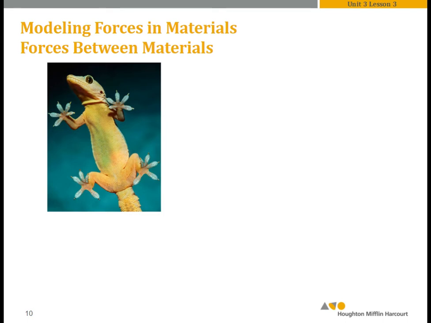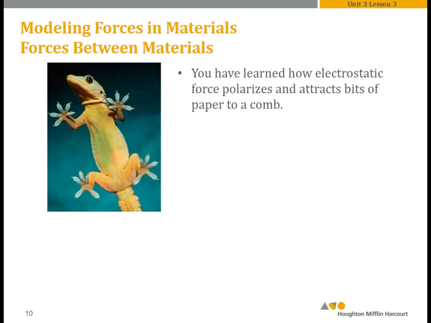In this image, we see a gecko climbing up glass. How can an animal that's not super heavy, but does have some weight to it, cling to a smooth or seemingly smooth surface? We've already seen how we can comb our hair with a plastic comb and then wave the comb over little bits of paper like confetti, and the paper will be attracted to the comb.